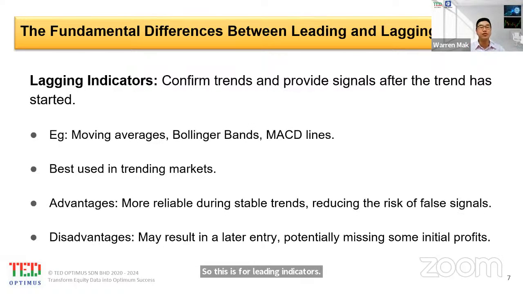And there's another group called lagging indicators. This one is not to predict future price movement, but instead to confirm trends and provide signals after the trend has started. You can see that one is to predict, but this one is to confirm. So they have different applications and usefulness. For example, moving average, Bollinger Bands, MACD lines. All of these have built-in averaging effects.